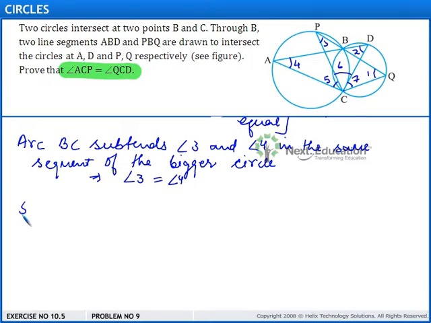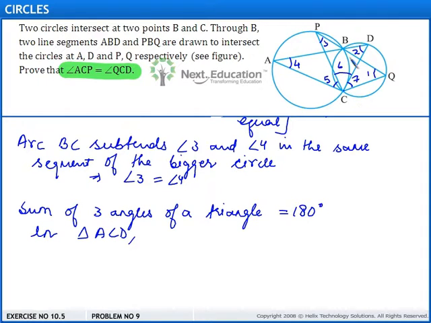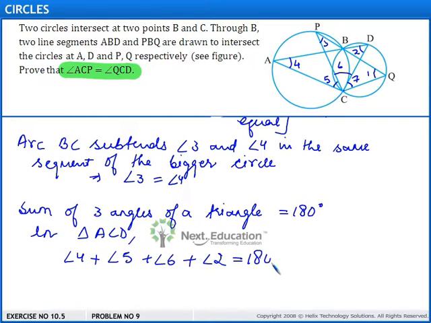Now we know that the sum of the three angles of a triangle is equal to 180 degrees. This implies in triangle ACD, the sum of angle DAC, that is angle 4, plus angle ACD, which is the sum of angle 5 and 6, plus angle CDA, which is angle 2, is equal to 180 degrees.